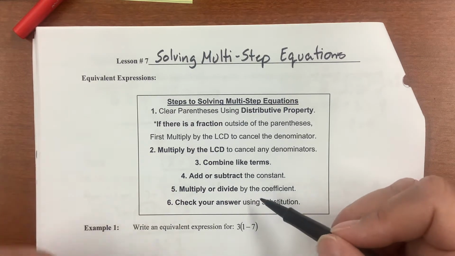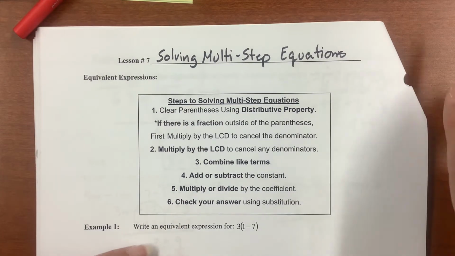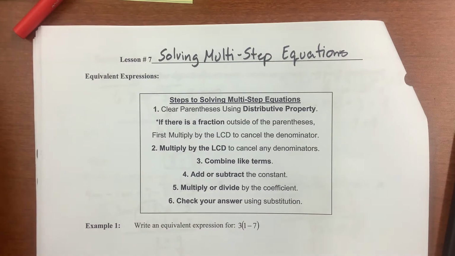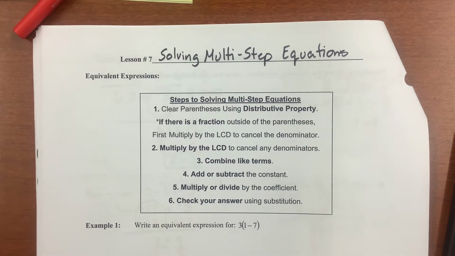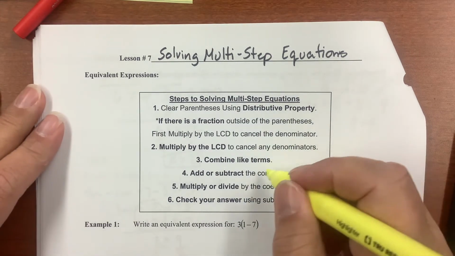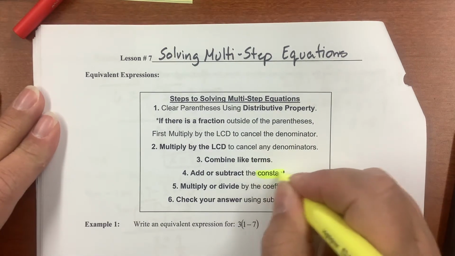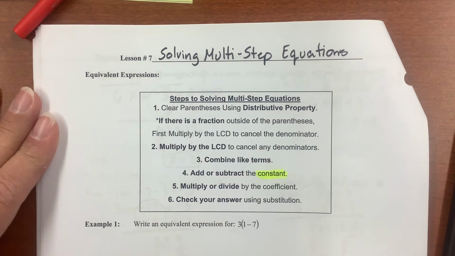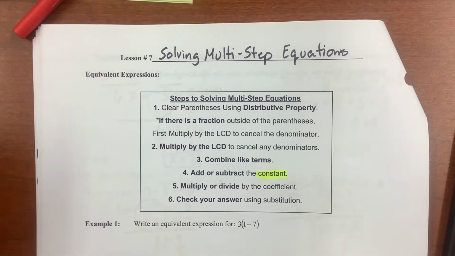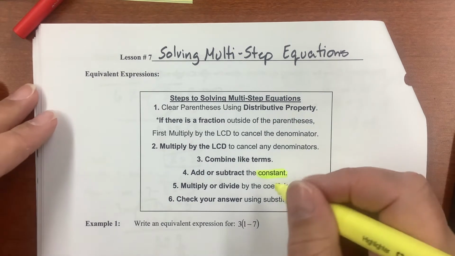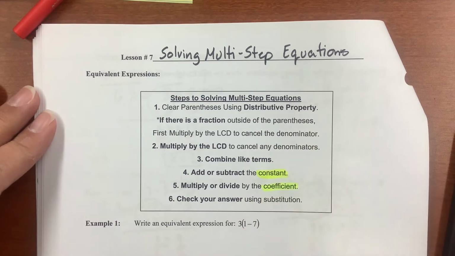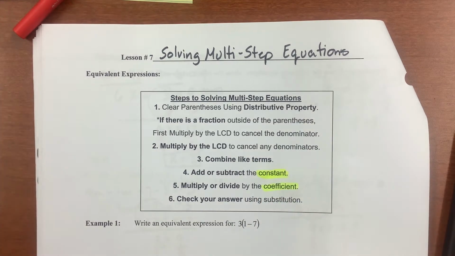Combine like terms, add or subtract the constant. Remember, the constant is the number that's always by itself, no variable attached, no little friend. That's on Friday's quiz. Multiply or divide by the coefficient. That's the number next to the letter. Then check your answer using substitution.